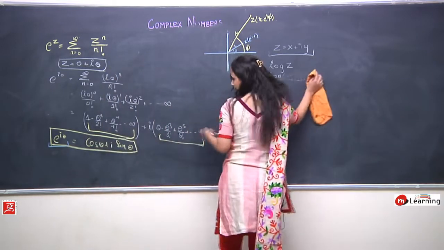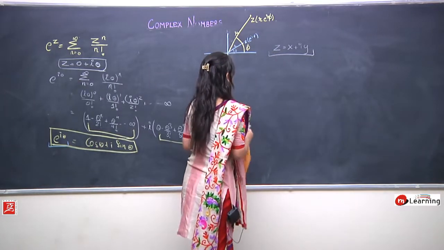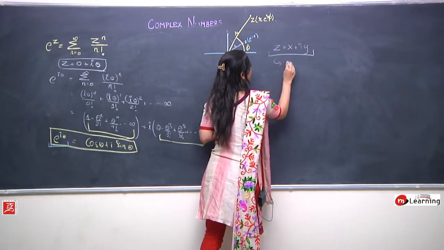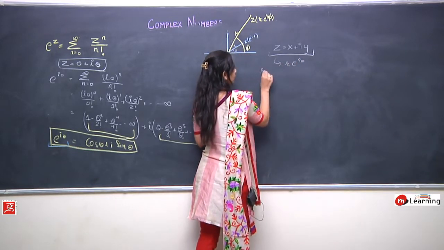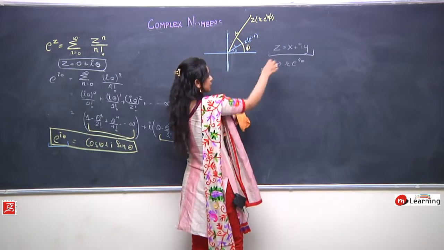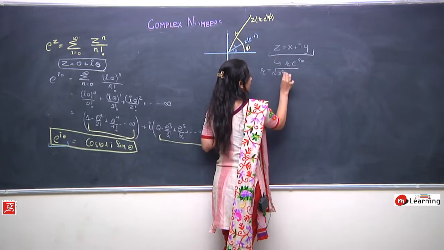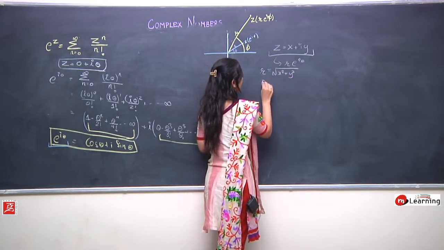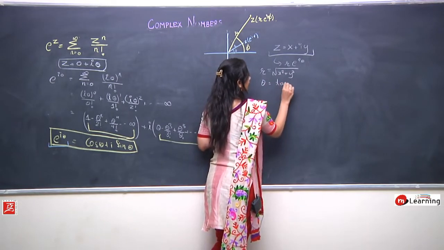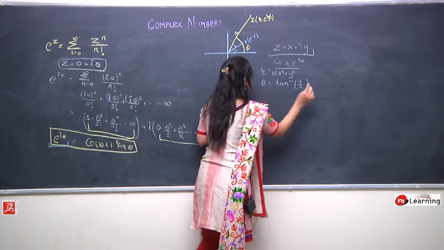Now let us try our new representation that we have found. Let us say z is equal to r into e to the power iota theta, where r is the modulus of this complex number, which in our case is under root of x square plus y square, and theta is tan inverse y by x.